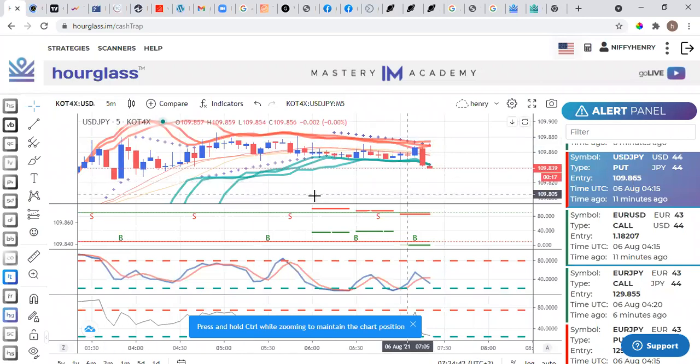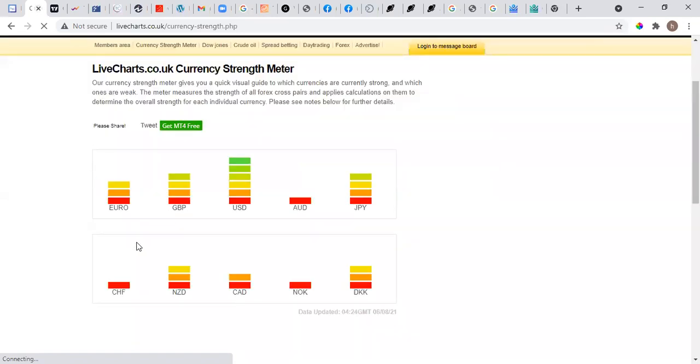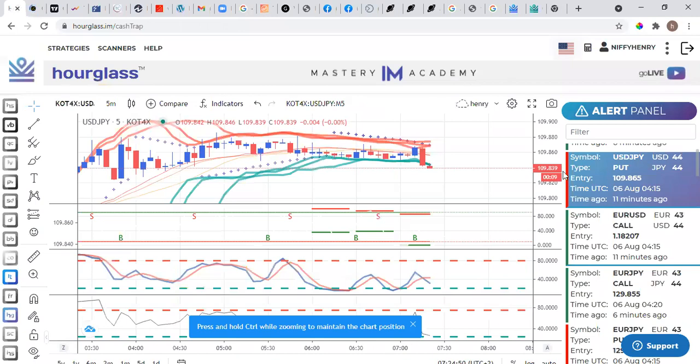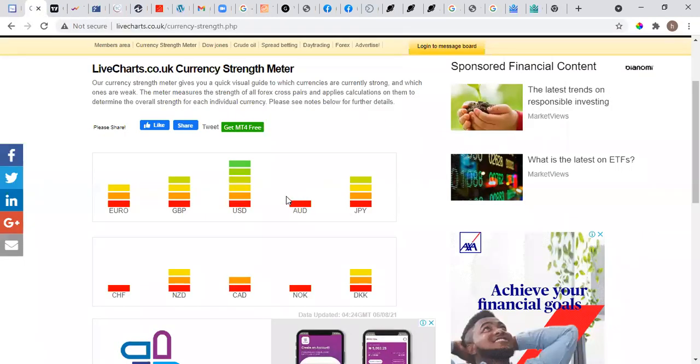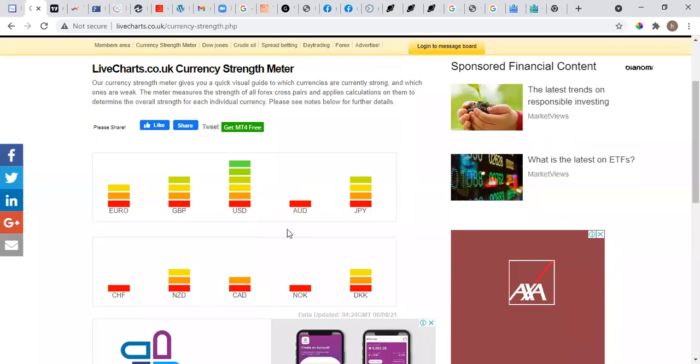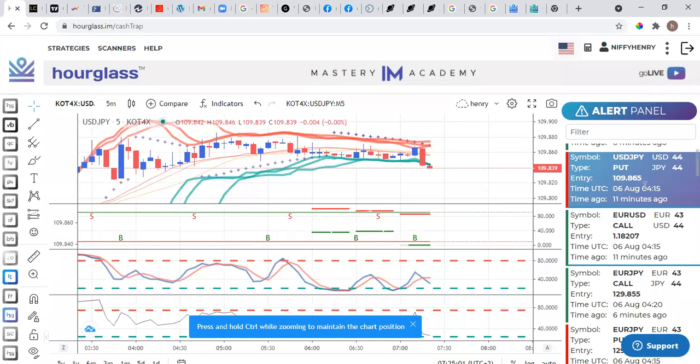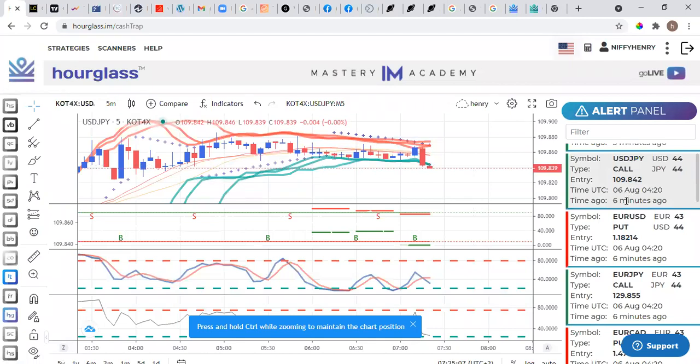But I like it when both of them are saying the same thing. This is USD JPY 44.44. Here US is stronger than JPY. But here under Cash Trap, they have the same strength. Sometimes you can just refresh to see if it's going to change. I like it when both of them are aligning. All right, so just use both of them together, use everything together to get better confirmations.